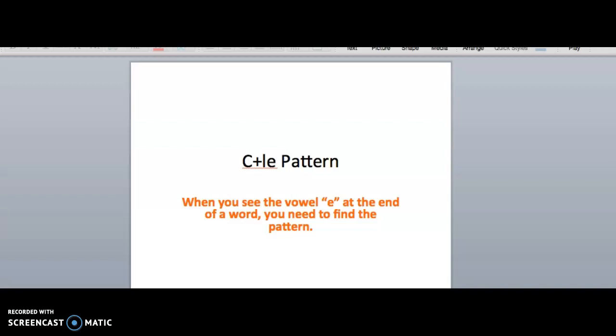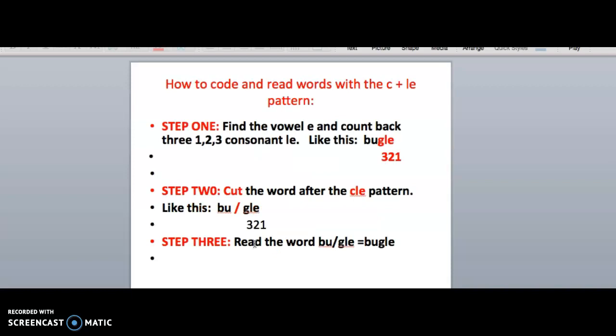Today we're going to continue learning about the pattern consonant LE that we had learned on Wednesday. So remember, when you see the vowel E at the end of a word, you need to find a pattern. Now I'm going to teach you how to code and read words with the consonant LE pattern. But today I'm going to do something slightly different. You'll see as we continue to go on with the lesson.